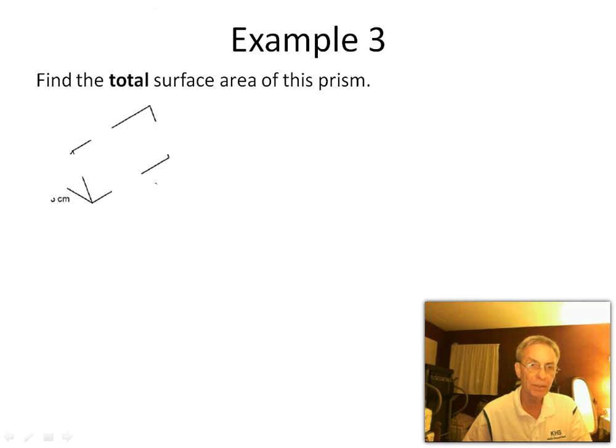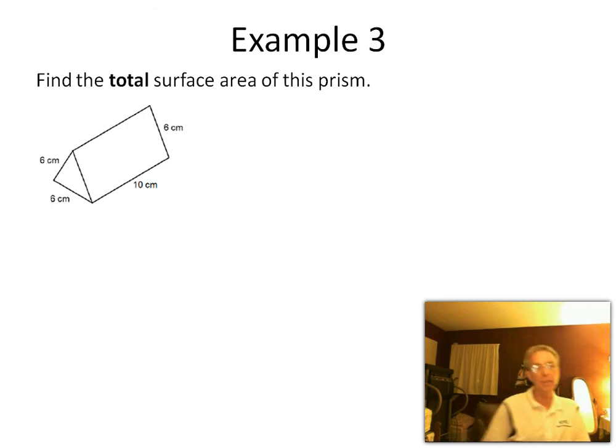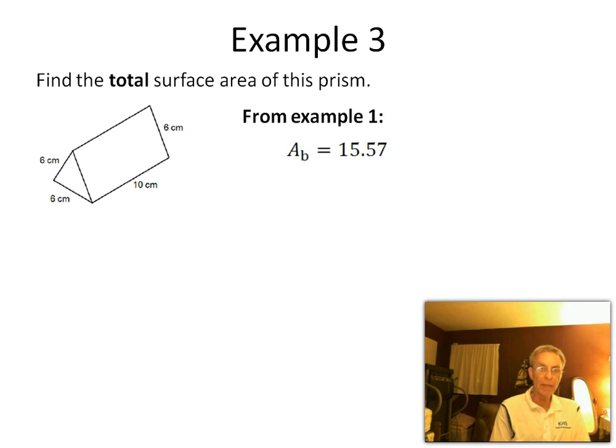Okay, so they want us to find the total surface area. So like we said, from example 1, we know that the area of one base is 15.57. Since this prism has 2 bases, we're going to multiply that by 2. So 2 times the area of the base is equal to 2 times 15.57, which is equal to 31.14.